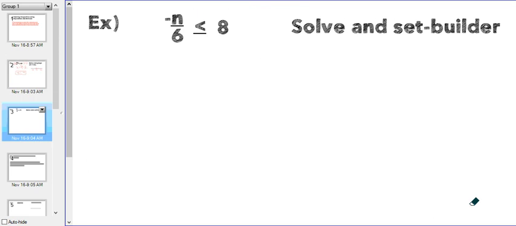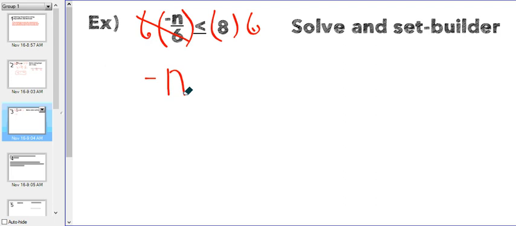All right, our next example, we've got -n/6 is less than or equal to 8. Lots of ways to think about this one. Maybe some of you would be like, okay, I'm going to multiply by 6 to start. Do that to both sides. Gets rid of my 6 as I have -n is still less than or equal to 48. Remember, at this stage, I haven't multiplied or divided by a negative, so there's no reason for me to flip the direction of my inequality, okay?